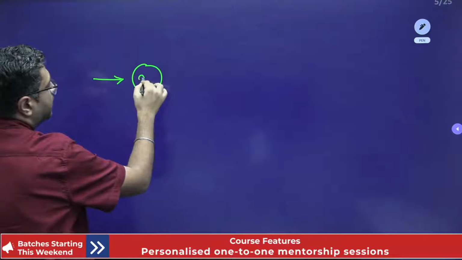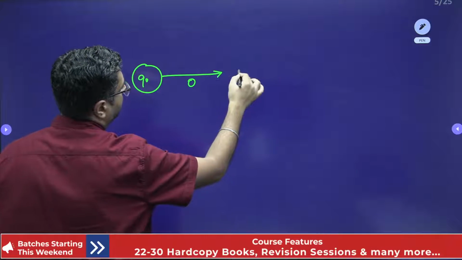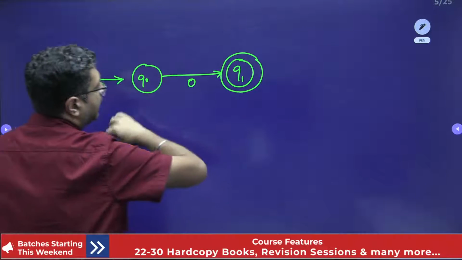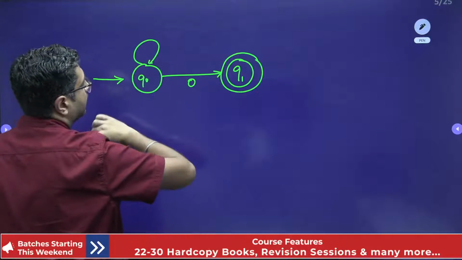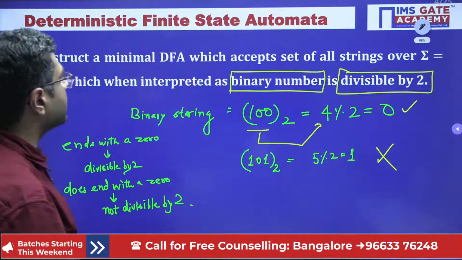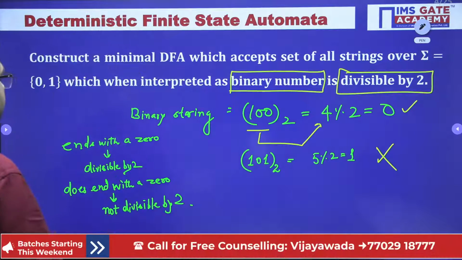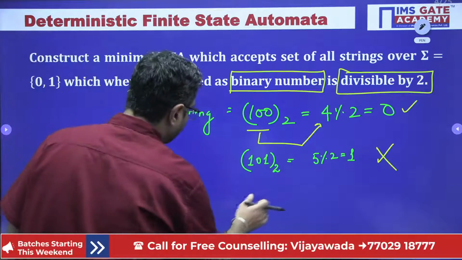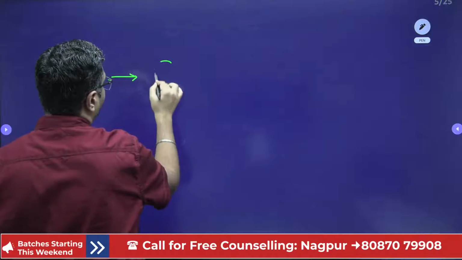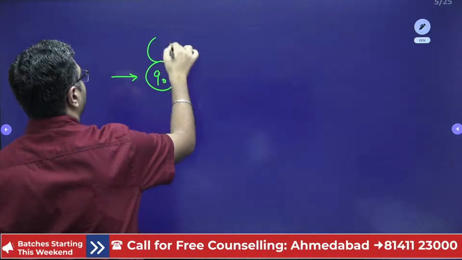So initially we are at Q0. If we get a 0, then we go to the, let's say, final state. As long as you are getting 1, what is being said is, which when interpreted as a binary number is divisible by 2. So let us assume that epsilon is also there in the language. Let me redraw it. If I am getting 0 only, then I will accept it.